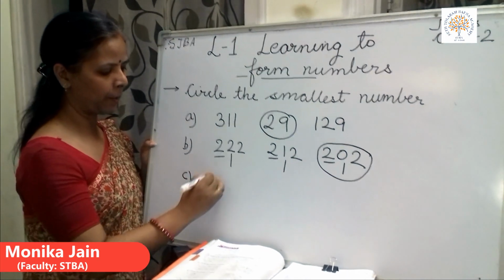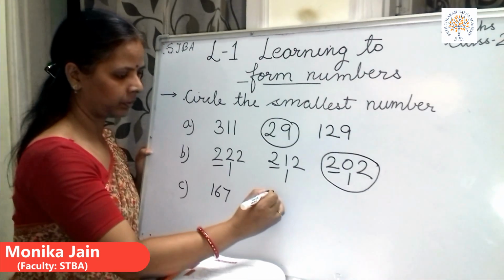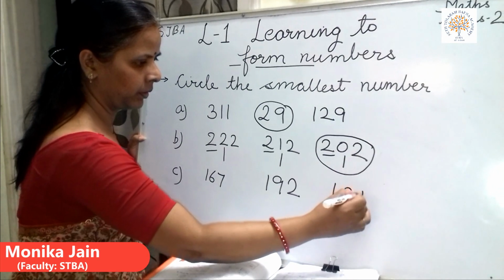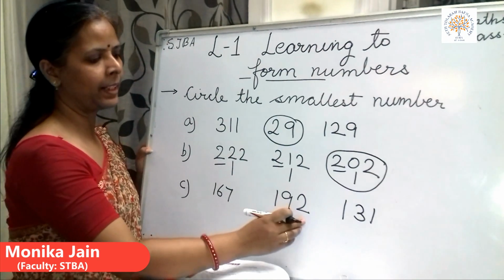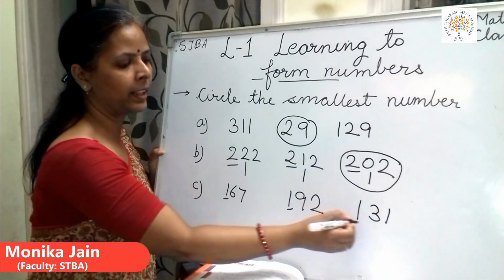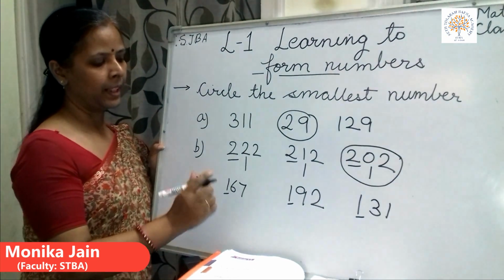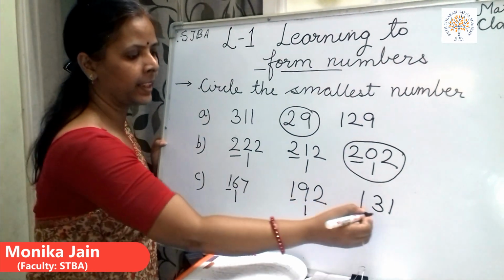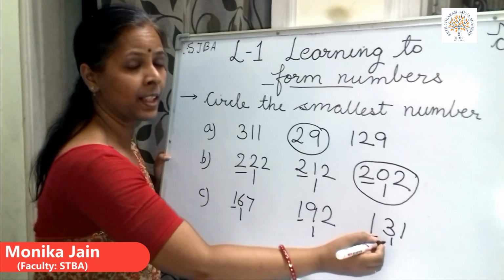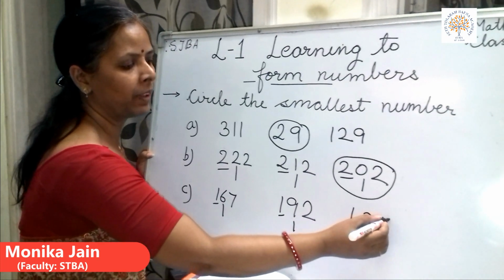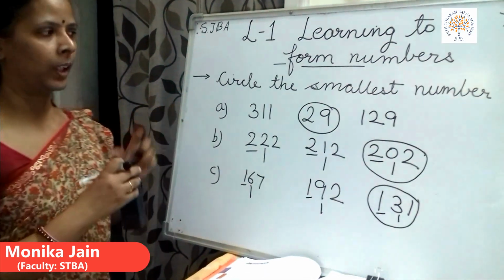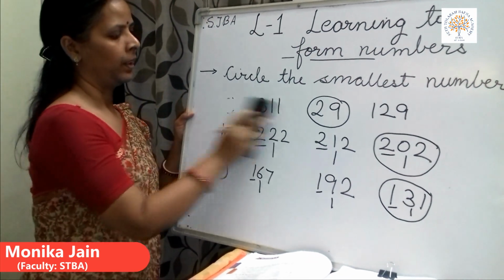Take another example: 167, 192 and 131. We take the digit at the hundreds place. It is 1 in all the numbers. The next digits are 6, 9 and 3. Of these three digits, 3 is the smallest. It means the number with 3 in the tens place is the smallest of all the numbers.